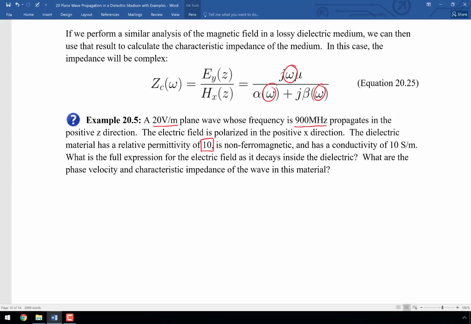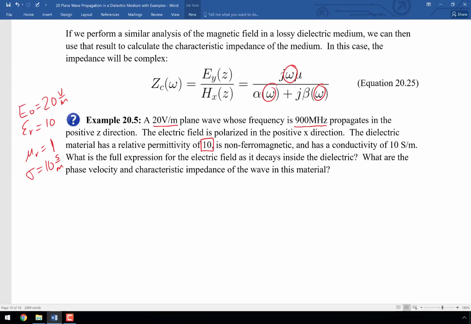It is non-ferromagnetic, so let me just make a note here. Epsilon r equals 10. I'm going to do it over here to the side because I'm going to be tight on space. Epsilon r equals 10, and because it's non-ferromagnetic, I know that mu sub r is equal to 1, and it has a conductivity of 10 Siemens per meter. So conductivity is 10. And at the very end, we're going to need to know that the magnitude of the electric field at the beginning is 20 volts per meter, and this is 10 Siemens per meter.